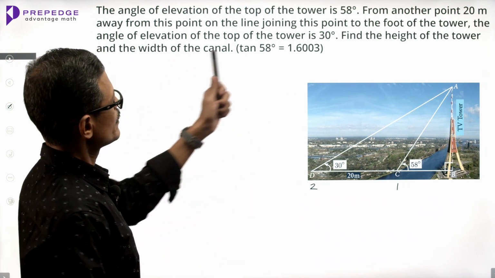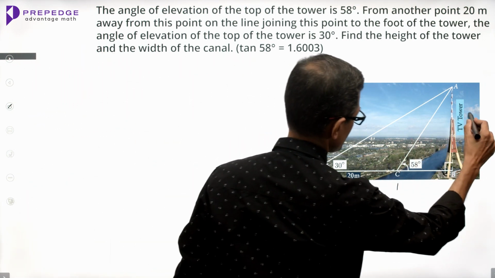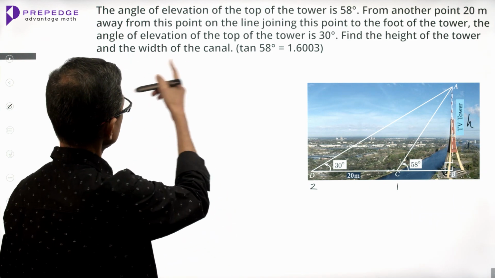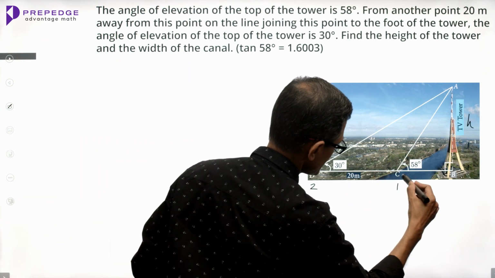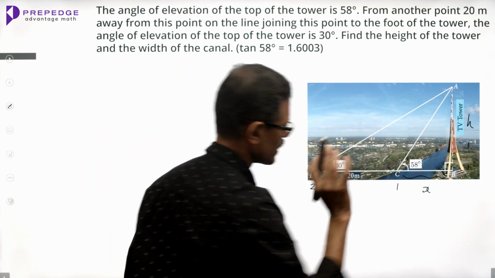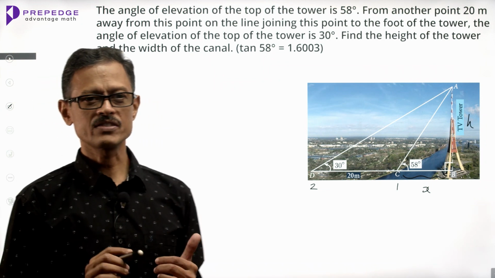நம்ம என்ன கேட்டிருக்காங்க? Find the height of the tower. This is the first thing that we need to find out. And second, find the width of the canal. Width of the canal is nothing but this BC, which is equal to x. So this is what they have said.